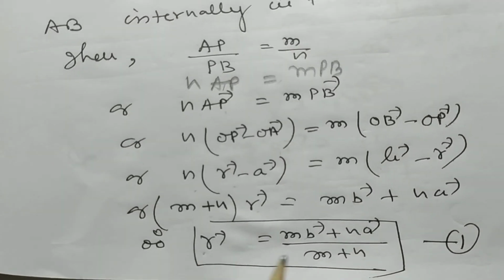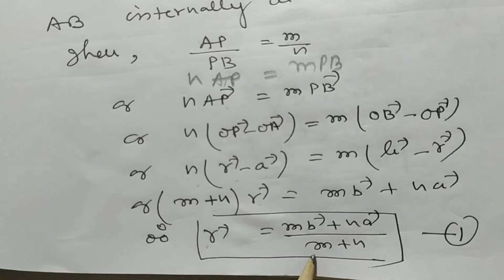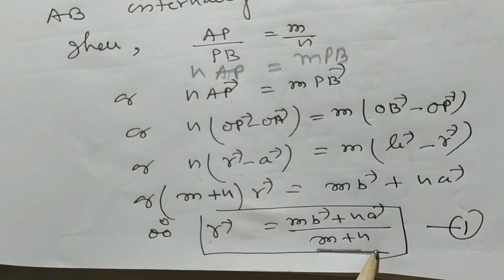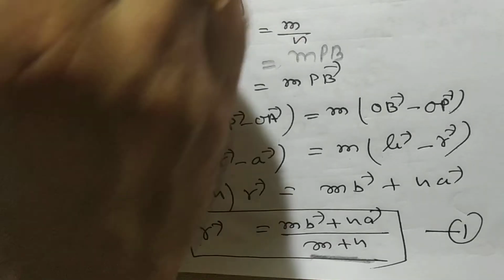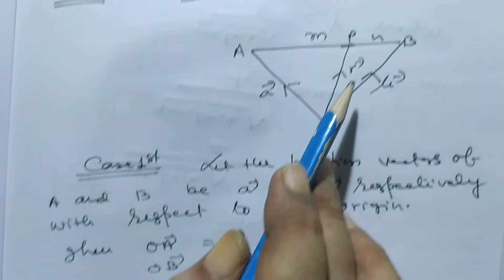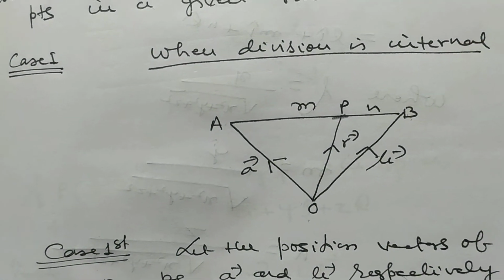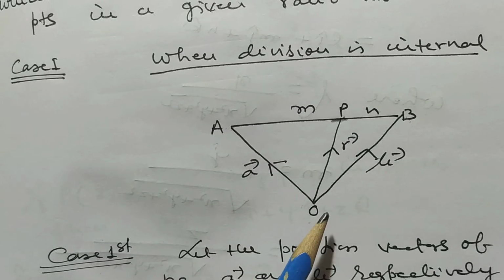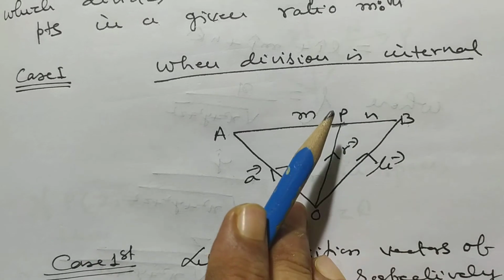So vector R is equal to m into vector B plus n into vector A divided by m plus n. My dear student, this is the case when a point divides a line segment in the ratio m is to n. Then how will you find the value of vector R? Vector R is the position vector of P, which divides the line segment in the ratio m is to n.